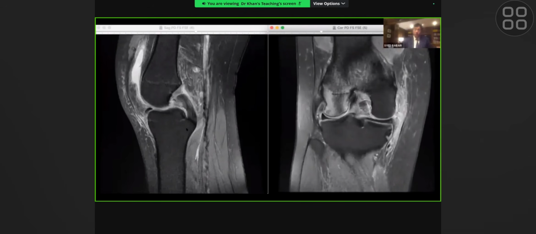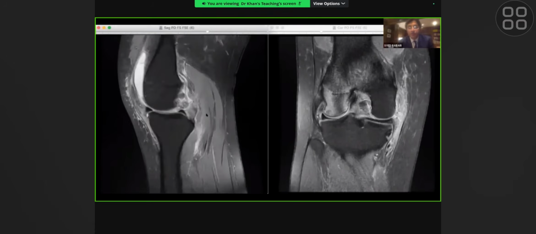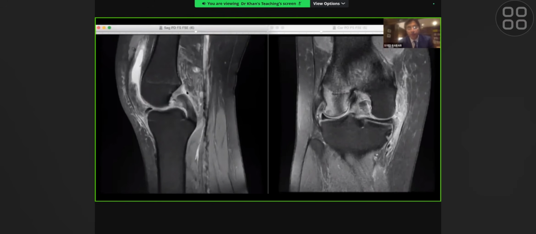Remember the things I said to you. What do you do next when you look at the PCL? The most important thing you look for? The popliteal vessels. Correct. So you have to look at the popliteal vessels. You have to look at the posterior joint capsule. Tell me what you see.